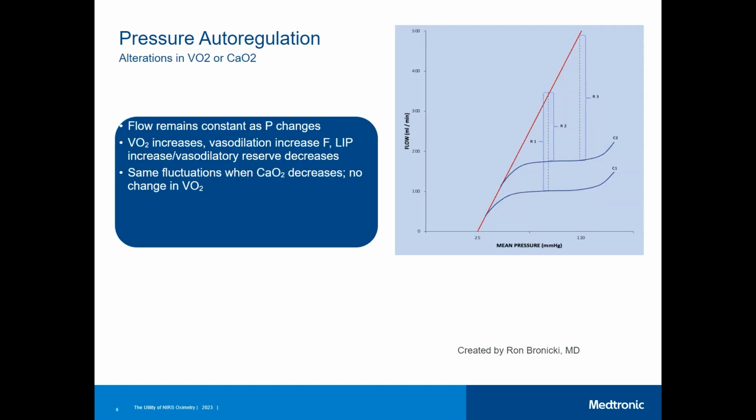This figure relates changes in the relationship between pressure and flow as oxygen demand and/or oxygen content are altered. As oxygen demand increases and/or oxygen content decreases, resting blood flow increases. Evaluate curve C2 relative to curve C1. C2 has shifted upward. When this occurs, vasodilatory reserve has decreased. Evaluate R1 relative to R2. R3 represents the change in these relationships if the pressure head, arterial blood pressure, is increased.